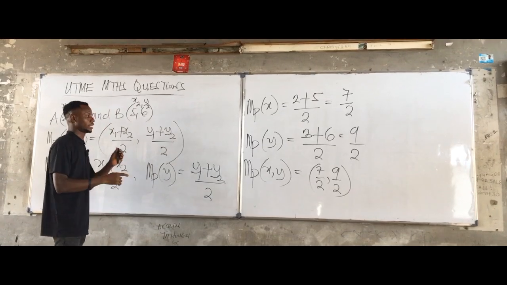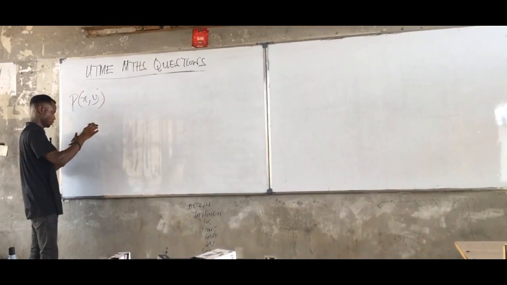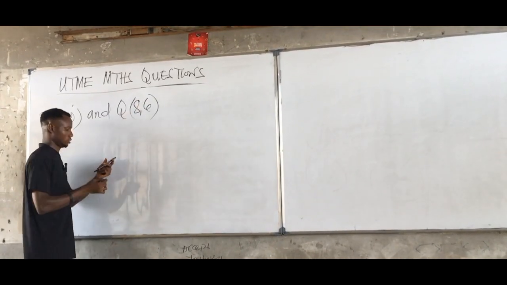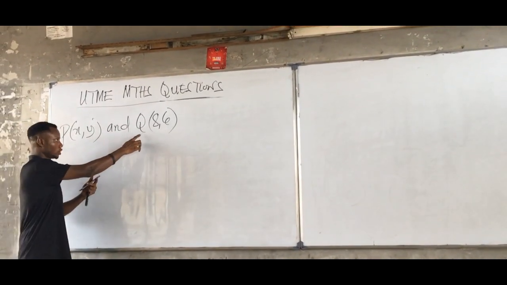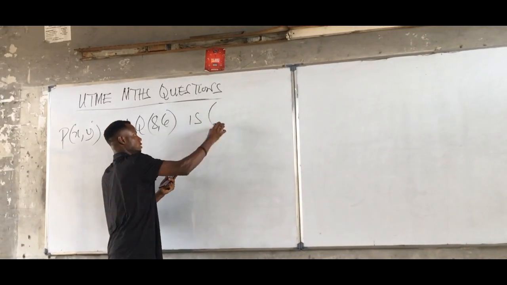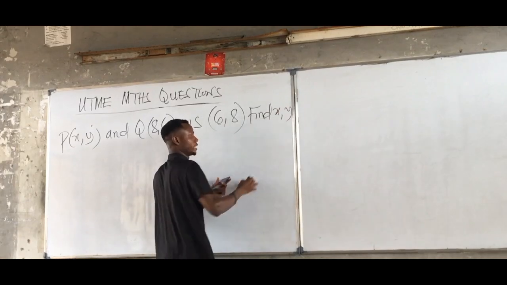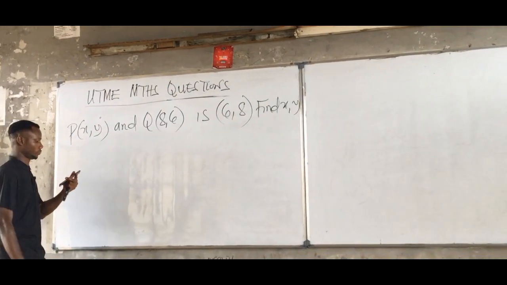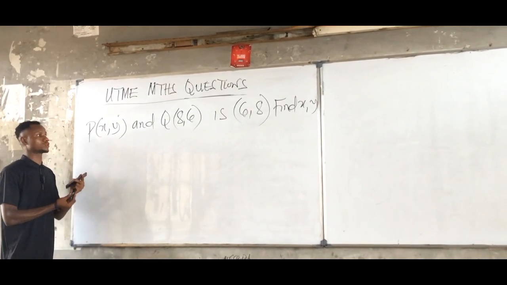Please take note. Okay? You can write the midpoint of P(x, y) and Q(8, 6). The midpoint of P(x, y) and Q(8, 6) is (6, 8). They said find x, y. Now in this question, they give us the options.